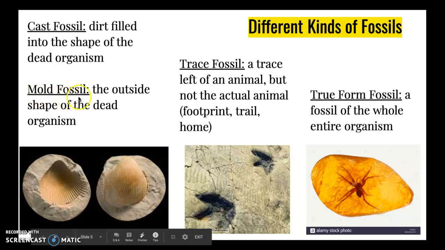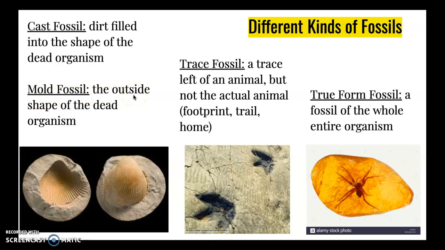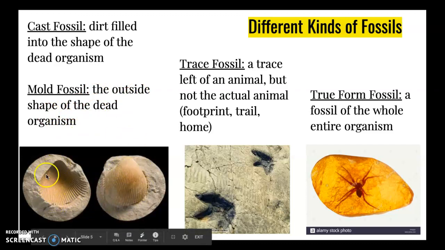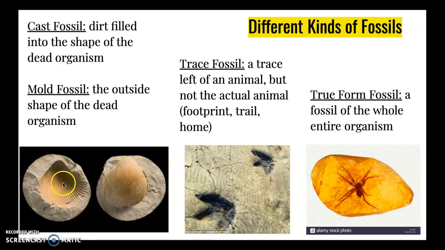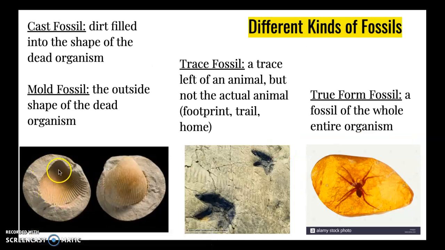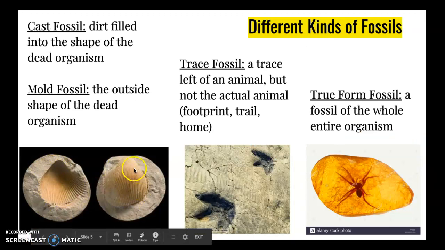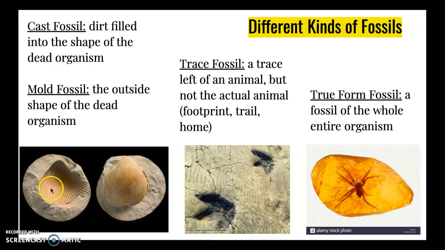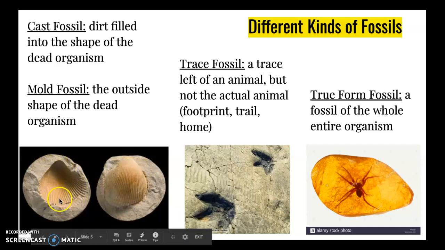Then you have a mold fossil. That doesn't mean mold like the stuff that grows on your bread when you leave it out for too long. A mold fossil is the outside shape of the dead organism. This is the cast fossil, and this, on the other side, is the mold fossil. As you can see, this was probably on top of this, and it's actually formed the shape, including all the lines of the shell of the organism that was once alive. So this is a mold fossil.